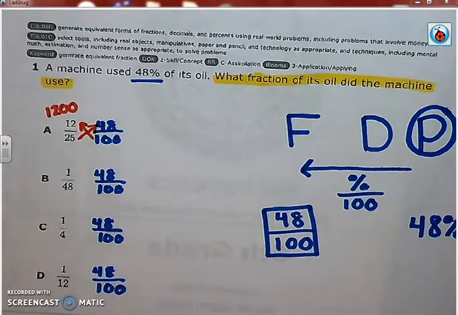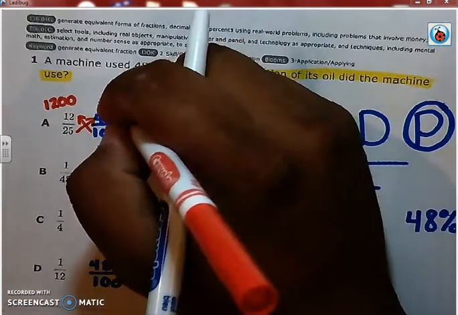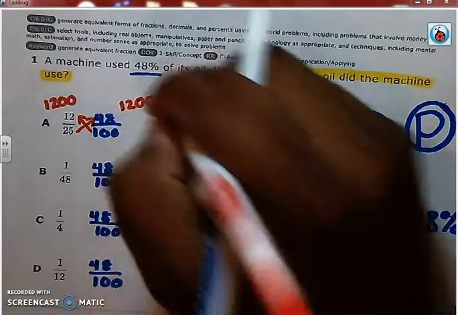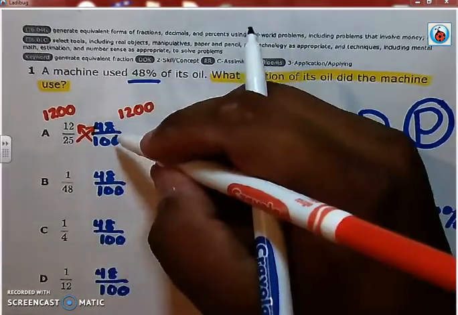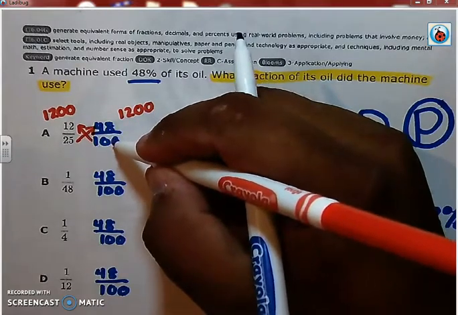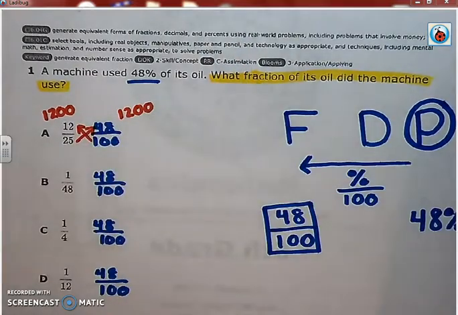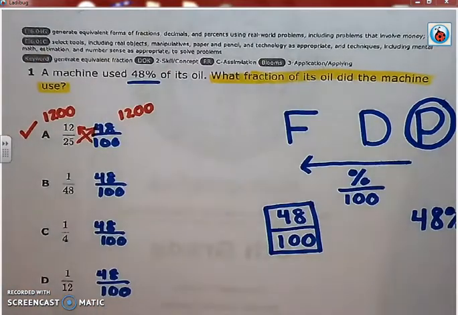And just to save time on the review, we're going to go ahead and put it in the calculator. So we have 25 times 48 will be 1200. I see that both answers are the same, which means 48 over 100 is the same as the fraction 12 over 25. So A is looking really good.